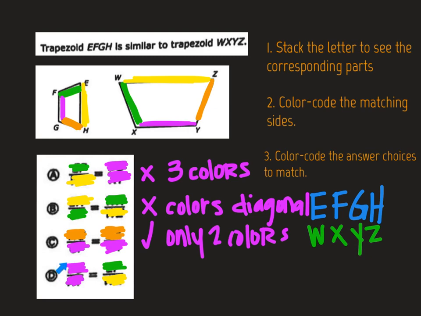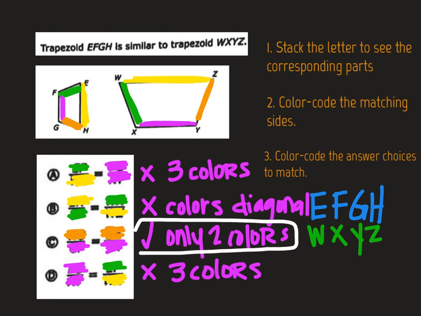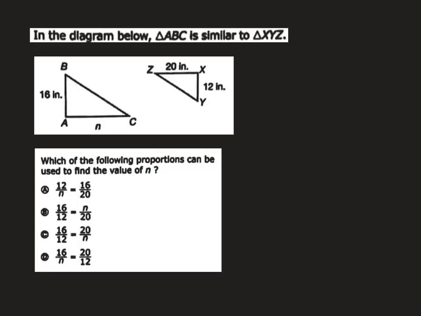This last one, you look at it, pink pink matches up and down, but pink green, pink yellow, that doesn't match. It's using 3 separate colors. Corresponding parts, I should only be having 2 colors. Okay, this one is the correct reasoning of why C is the right answer.